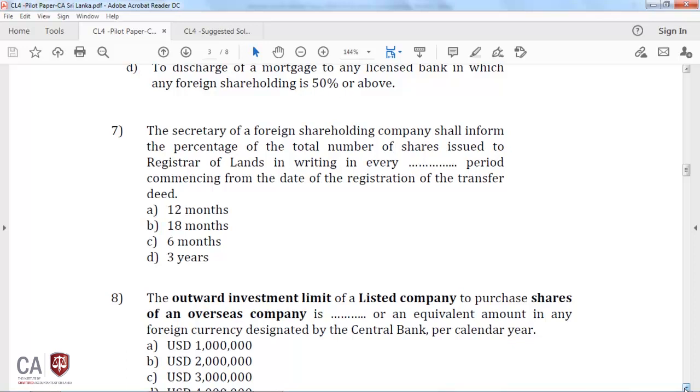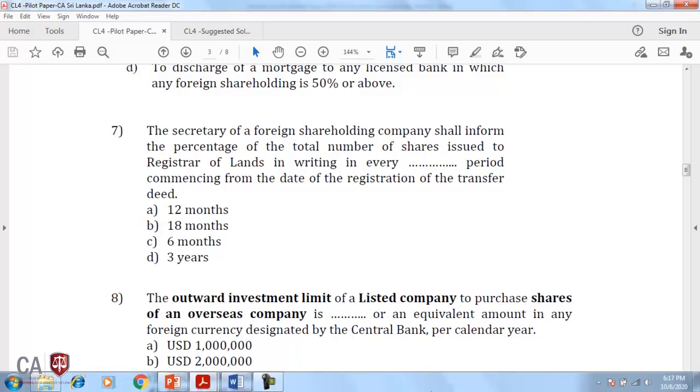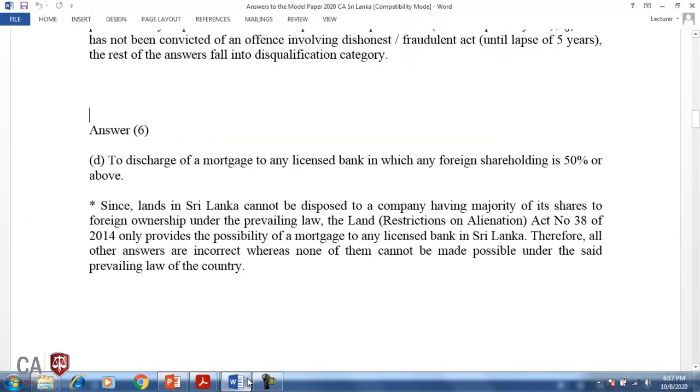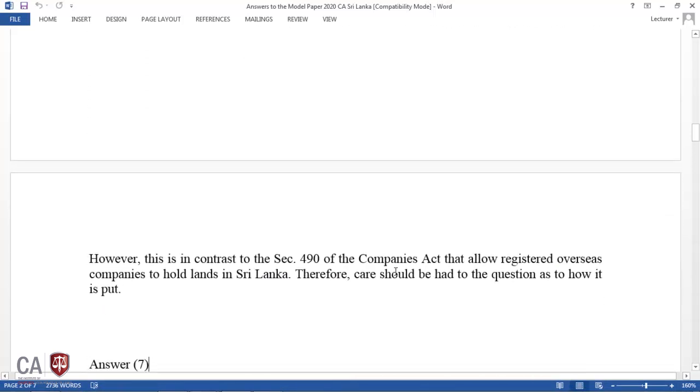Earlier we know that foreign company or company having majority of foreign shares cannot own lands. So, this is the point where the Registrar of Lands can check whether companies owning lands in Sri Lanka have majority foreign shareholding or not. And such communication or reporting has to be done every period of interval. The answers given here are 12, 18, 6 months or 3 years. And the correct answer is 6 months. Every 6 months, the secretary must inform the registrar of lands of the foreign shareholding in that company.